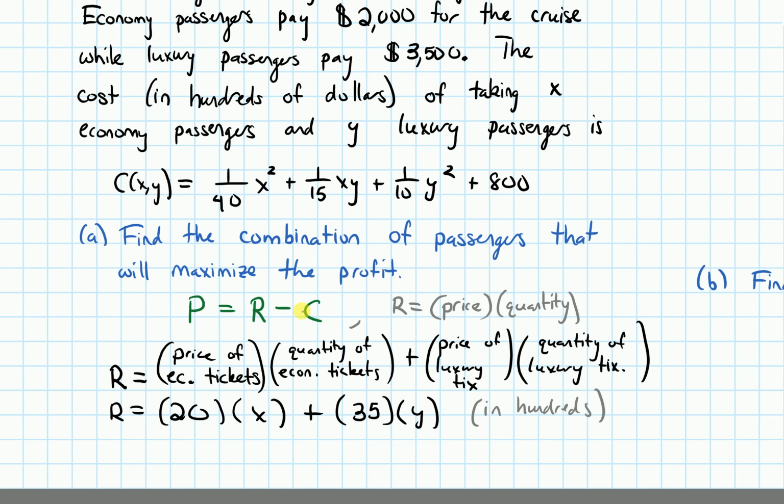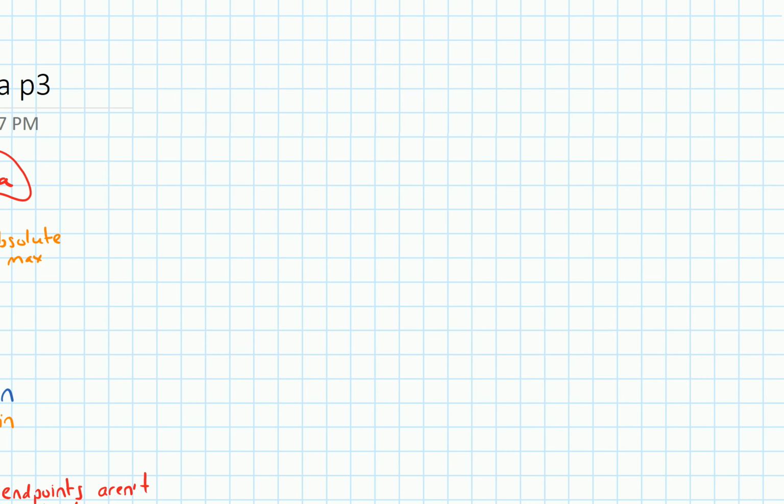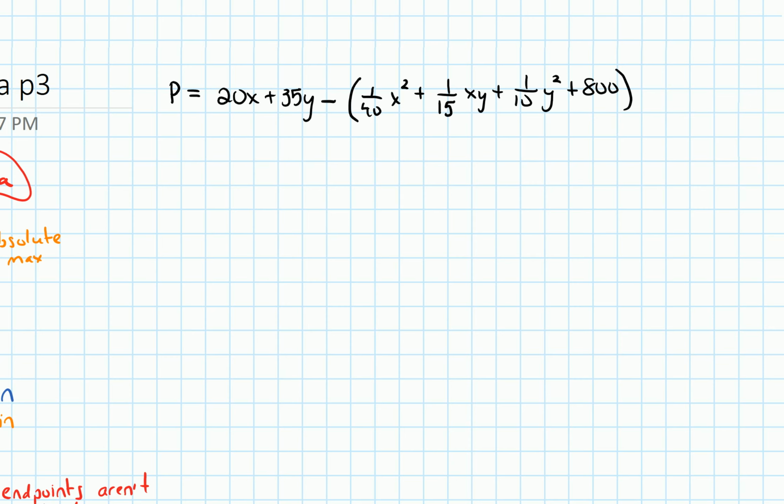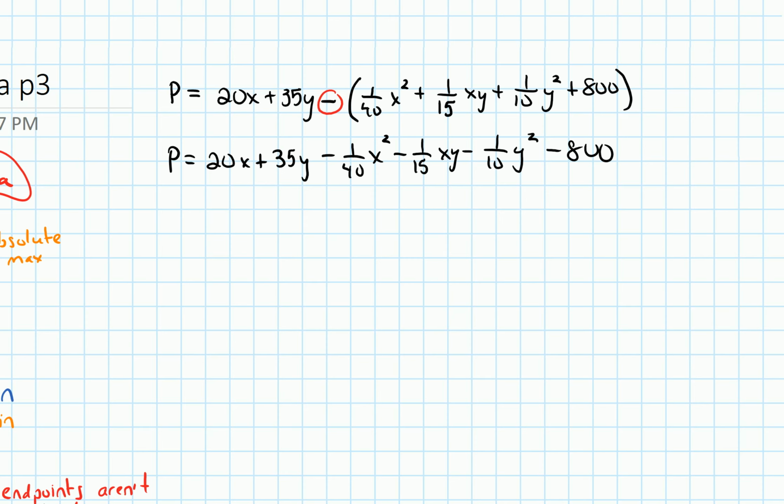All right, so we're ready to do revenue minus cost now to write our profit. Our profit is going to be equal to that revenue, which was 20x plus 35y, minus the cost function, which I have to put in big parentheses. So it was 1 over 40 x squared plus 1 over 15 xy plus 1 over 10 y squared plus 800. Next we can take this negative sign and distribute it. That gives us profit equals 20x plus 35y, and then minus 1 over 40 x squared minus 1/15 xy minus 1/10 y squared minus 800. So we have our profit function.